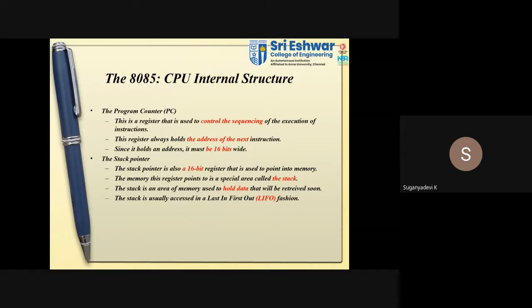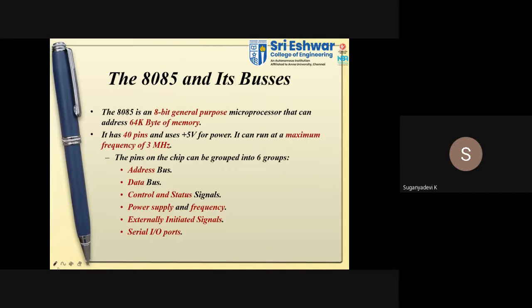And next comes the program counter. We have already explained it. The program counter is used to control the sequencing of execution, and it holds the address of the next instruction. I told you, no. It is counting one by one. For example, say you have 10 lines of program. The program will be stored in memory, say lines 1, 2, 3, 4. Say we have 10 lines of program here.